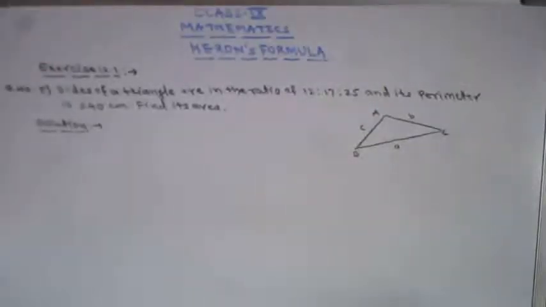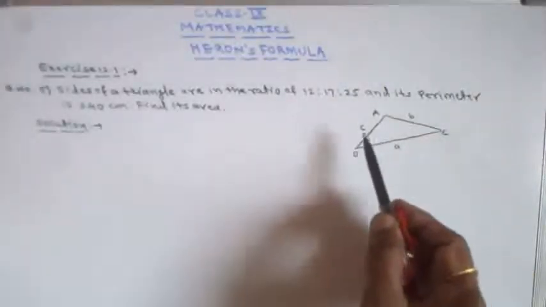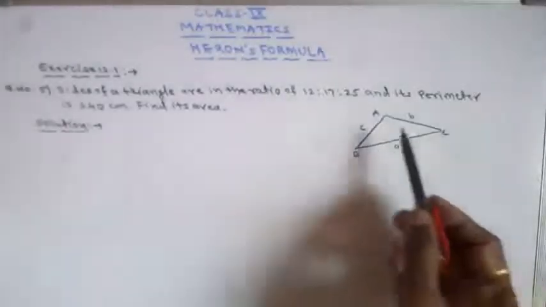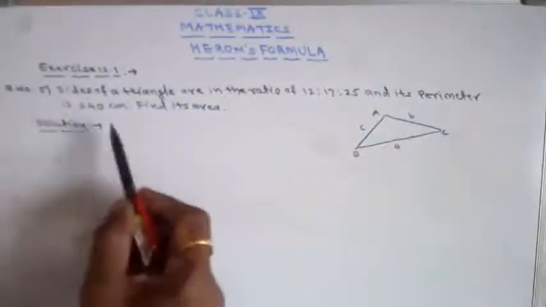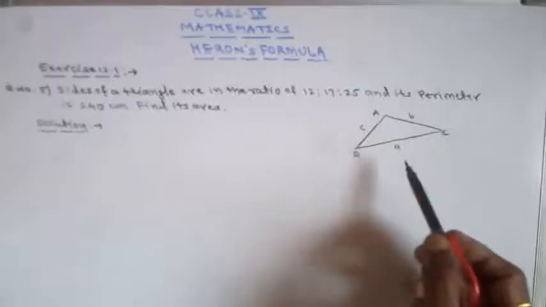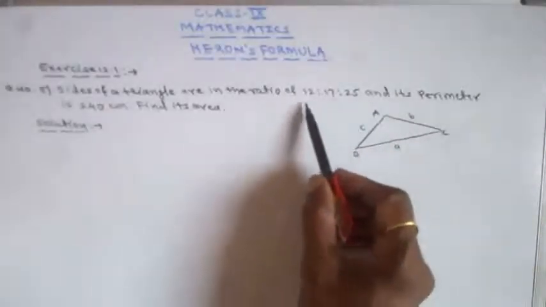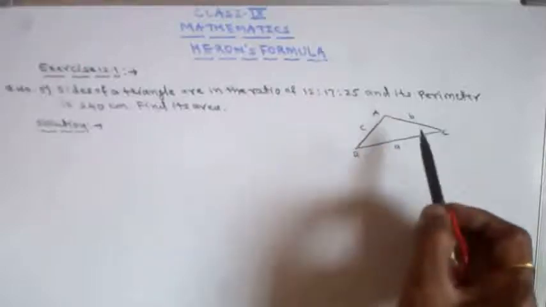Hello student, see exercise 12.1 on Heron's formula. There is question number 5: the sides of a triangle are in the ratio 12:17:25 and its perimeter is 540 centimeter. Find its area. So student, first of all we have to find what the sides of this triangle are, because here the ratio of the sides is given. There are three sides of the triangle.